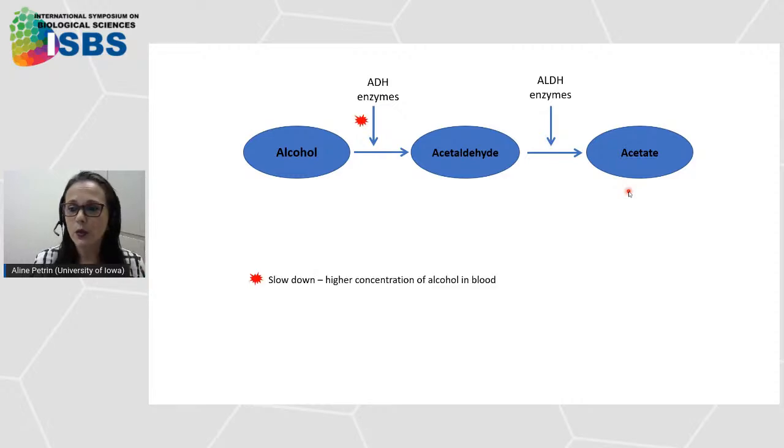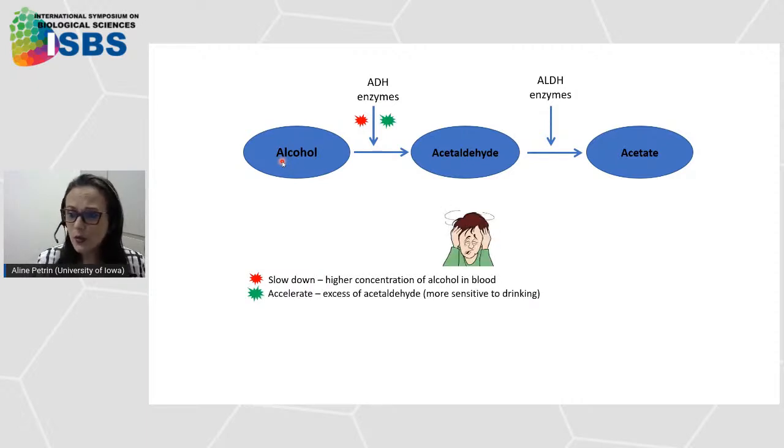But let's say we have a mutation that affects this conversion here, and it slows down the metabolism between alcohol and acetaldehyde. That will cause a higher concentration of alcohol in the blood. We can also have a mutation that accelerates this process, which will cause an excess of acetaldehyde, which makes people more sensitive to drinking, those people that can only have a little bit of alcohol and just feel a terrible headache, a terrible hangover. So that could be due to mutations in this part of the pathway.